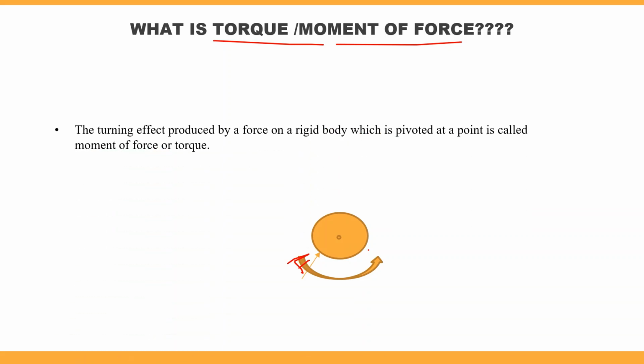That is how much this applied force rotates the body. That measurement is known as moment of force or torque, and it is represented by letter tau. The torque is represented by letter tau and is a vector quantity. Okay. Now we know what is moment of force.